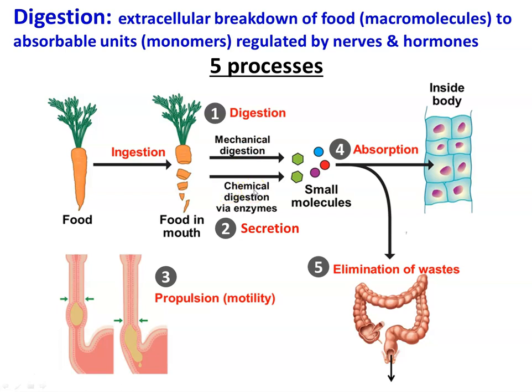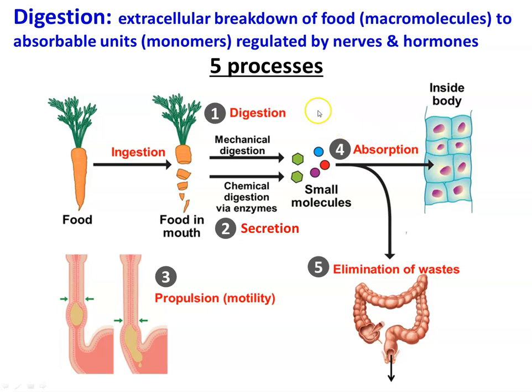And we need enzymes for that because our teeth and our muscles within our digestive tract cannot get the food small enough to absorb. That's where enzymes come in. So we need to secrete. We need to secrete enzymes into the lumen of our tube. Now we have our monomers. Then we can now absorb these molecules in our body.